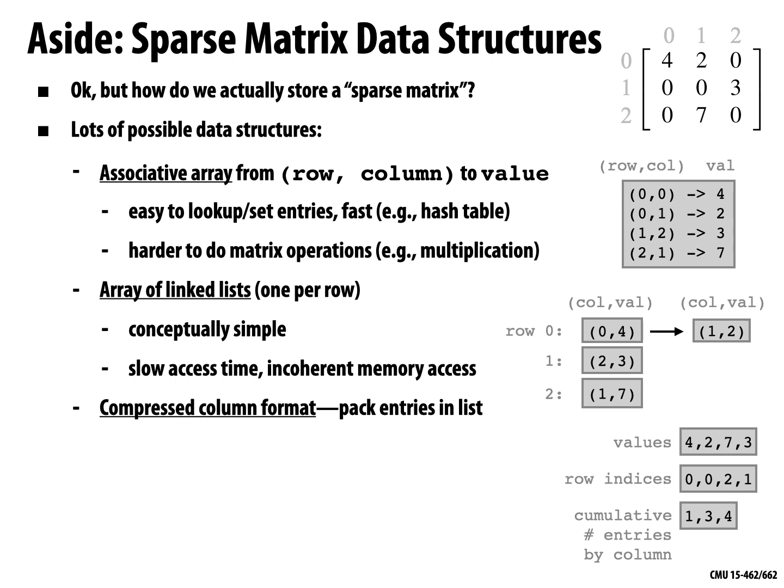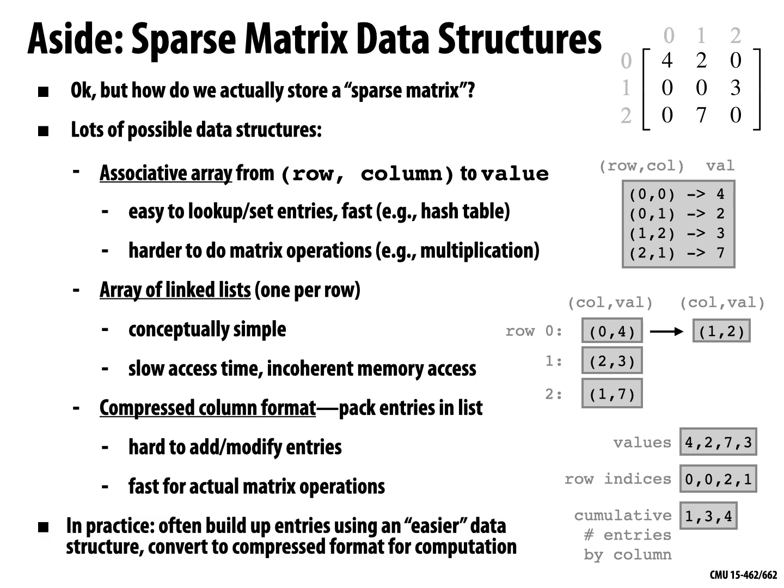So compressed column format, on the one hand, it's hard to add or modify entries. Honestly, it's just a pain to work with this data structure in general. But on the other hand, it's really, really fast for doing actual matrix math operations. If I'm doing matrix vector multiplies or anything with sparse matrices, this is a really good thing to have. So in practice, what usually happens is you'll build up your matrix using a simpler data structure, maybe a simple associative array. You write down all the non-zero entries of your matrix, and then you pass that to a routine that turns it into this compressed structure for doing real math.